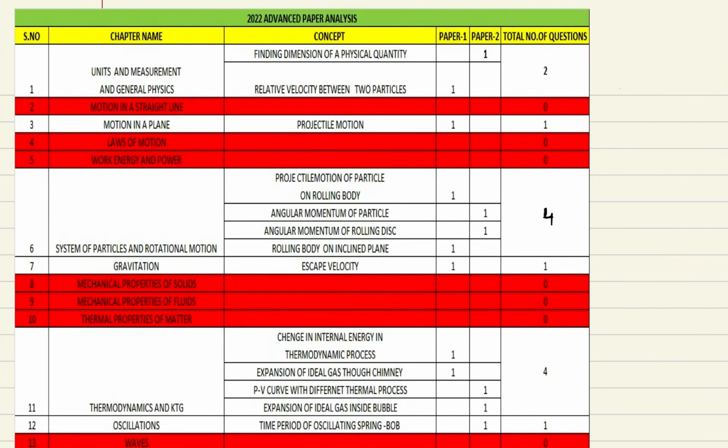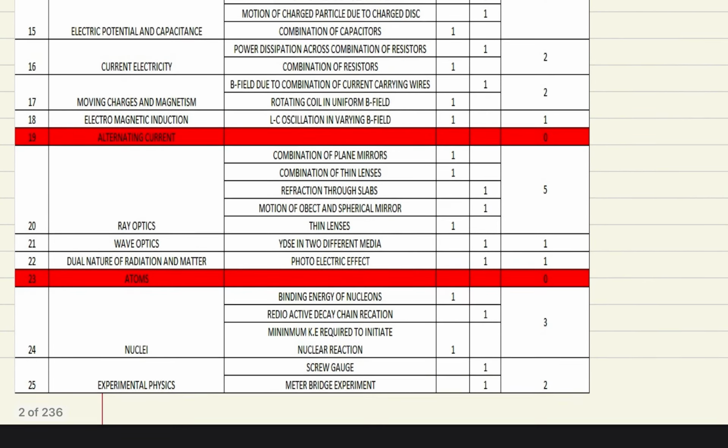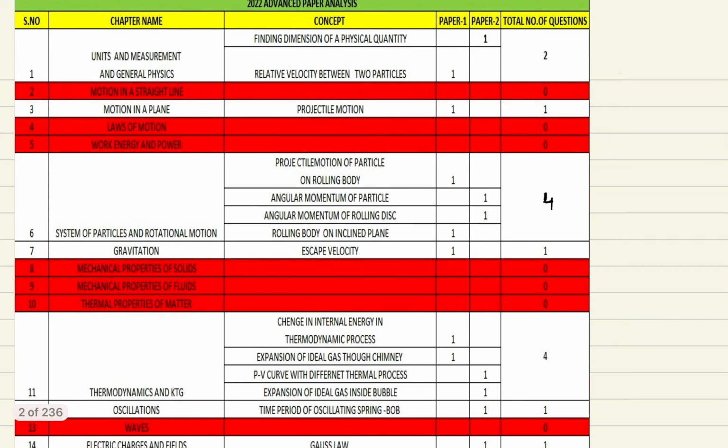Now you'll see the 2022 advanced paper analysis. I made approximately 25 chapters. In the first chapter, I have taken units and measurement and general physics.